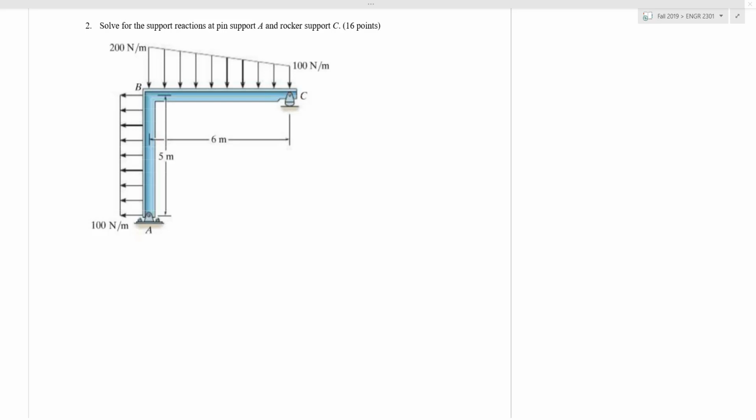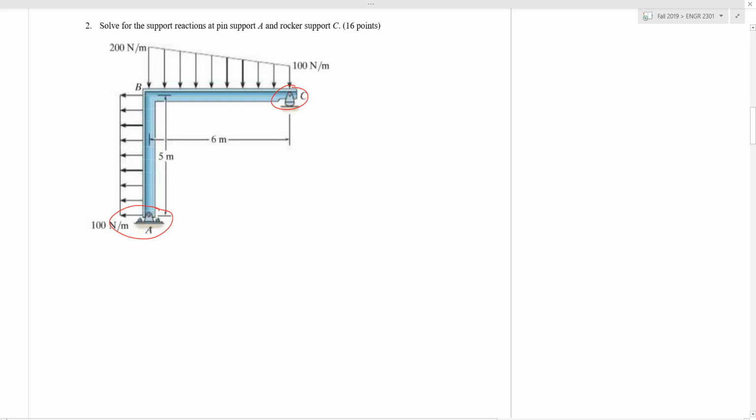Let's look at this problem. In this case, we have a beam, this L-shaped beam that is supported here at point A by a pin support and at point C, a rocker support. So we need to be able to identify the support reactions associated with these two.